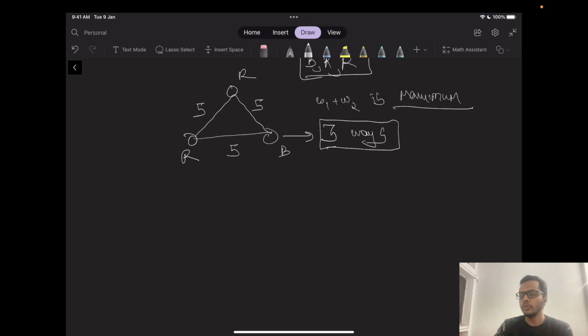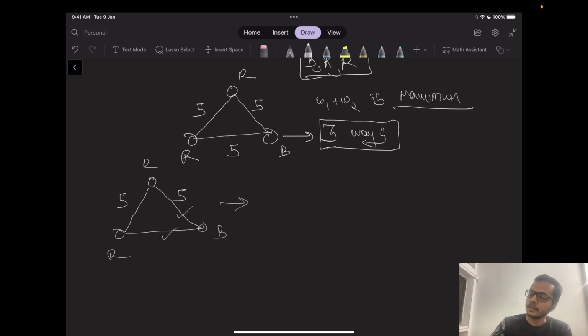Now let's see if there are two edges which are equal and one edge which is not equal. So let's say we have 5, 5, and 10. In this arrangement, you can clearly see that there are two ways to color it. You can either take these two edges. If you're taking these two edges, then this will be blue and these two will be red. But it is also possible that you take these two edges. If you take these two edges, then this vertex will become blue and these two will become red. So there are two ways to color it.